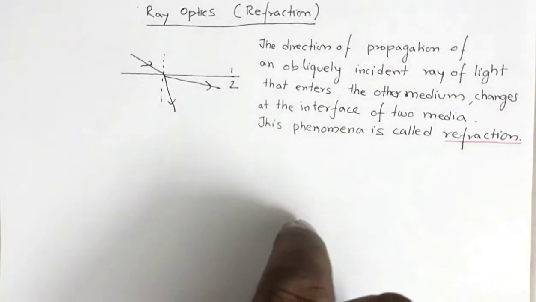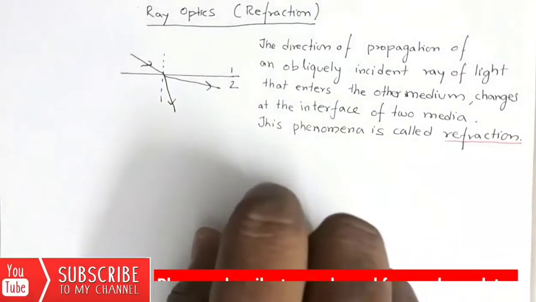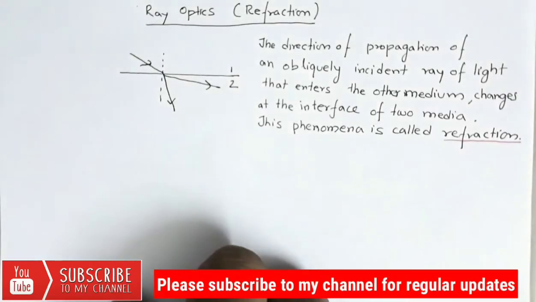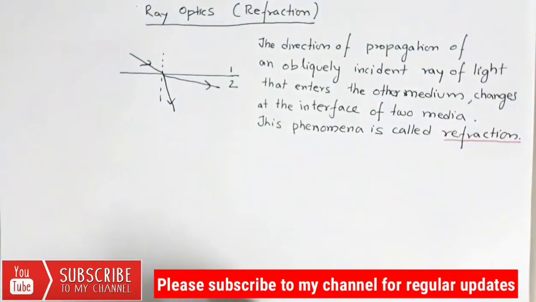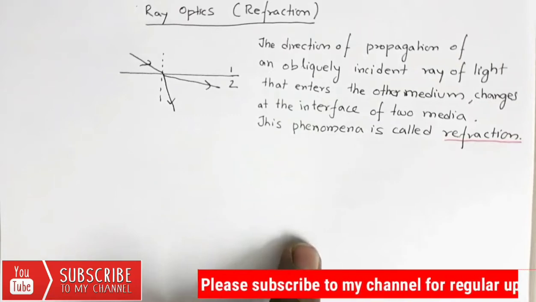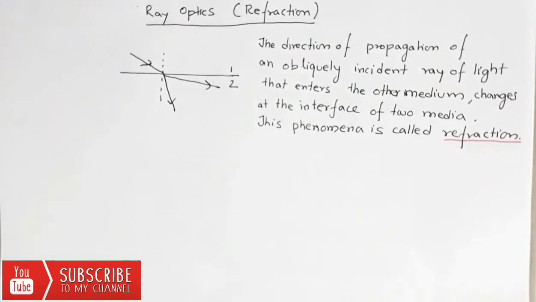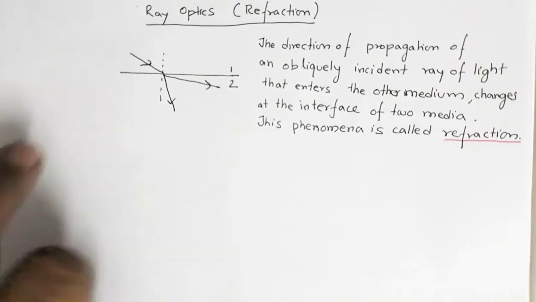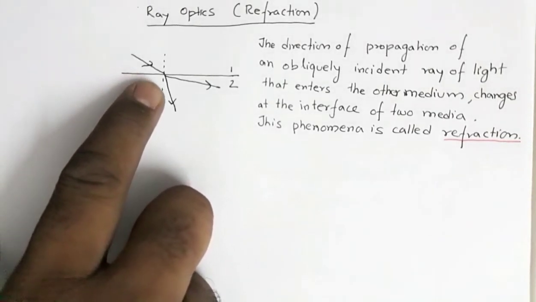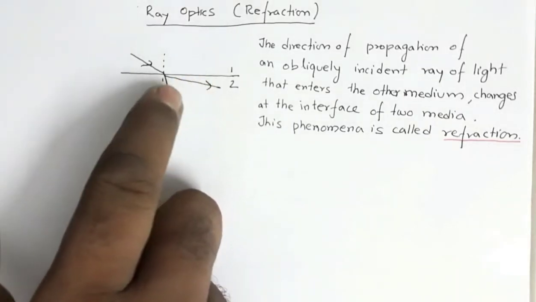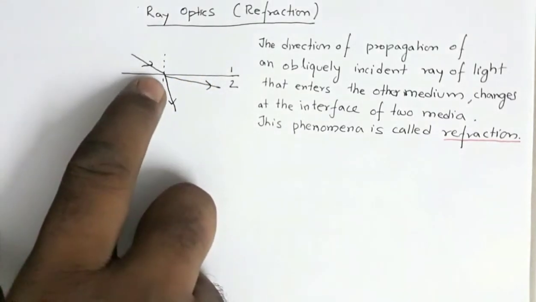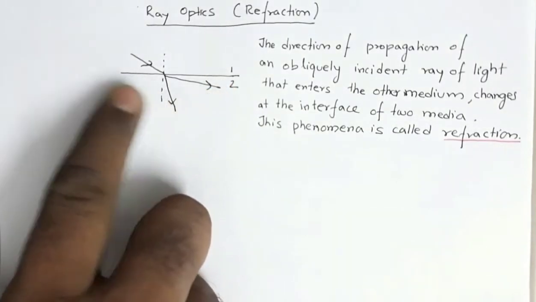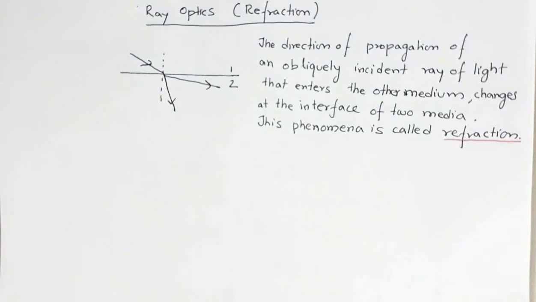So if you are asked to write the definition of refraction, you can write it as the direction of propagation of an obliquely incident ray of light that enters the other medium changes at the interface of two media. This phenomena is called refraction. The ray must be incident obliquely at the interface and there is a change in the direction of propagation. So the ray may bend towards the normal or it may bend away from the normal. So in that case we say that there is a phenomena of refraction.